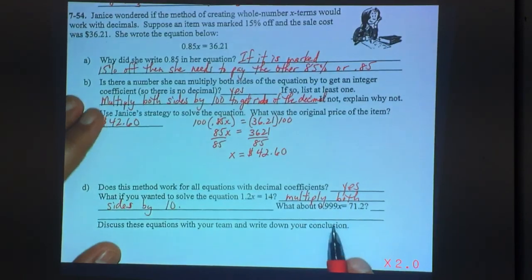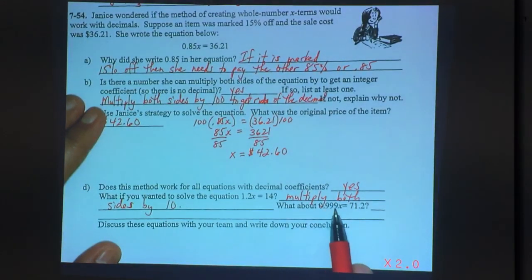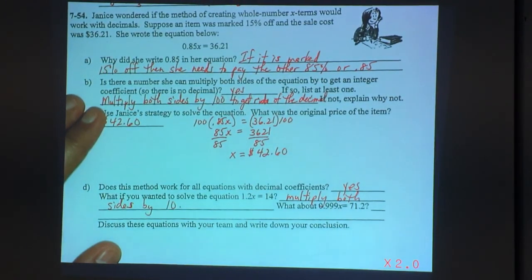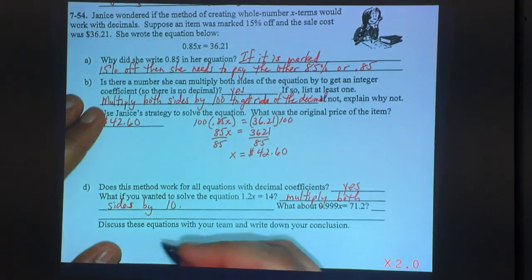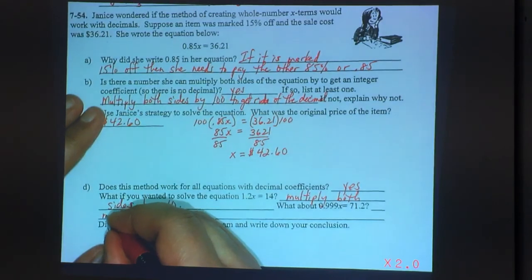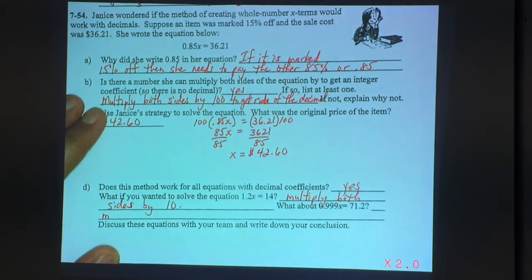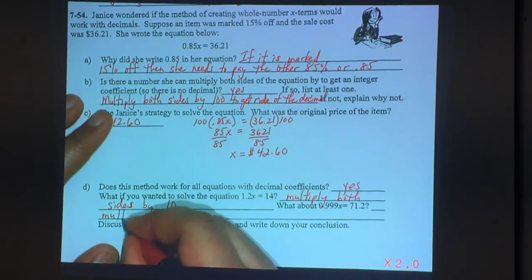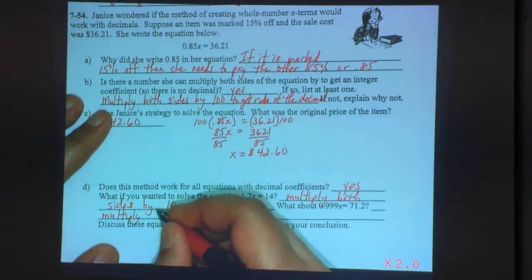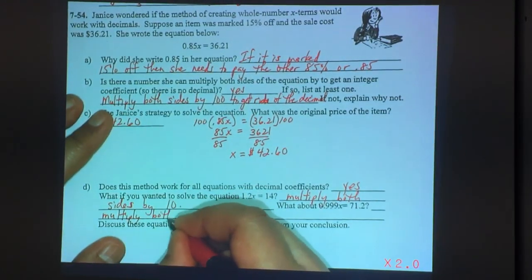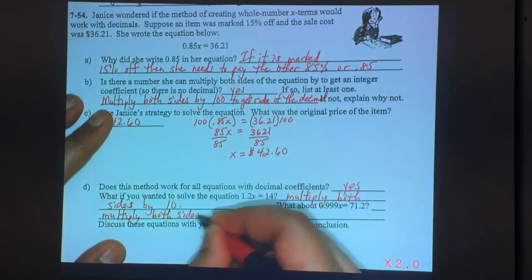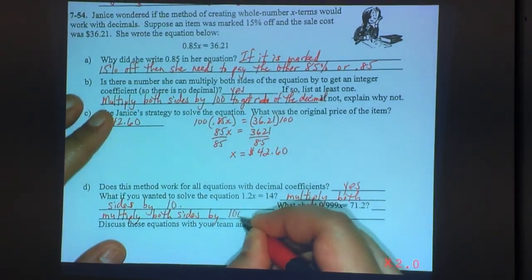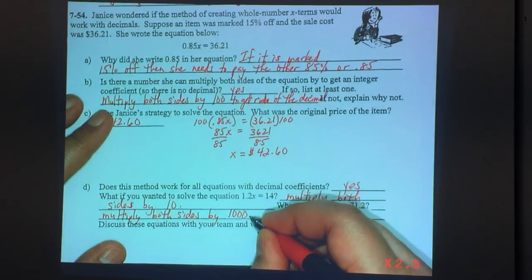Okay. What if I had this? 0.999x. How many places am I going to need to move that? 1, 2, 3. So what am I going to multiply by? A 1 with 3 zeros is 1,000. Make sure I'm on camera. Multiply both sides by 1,000. I don't know why they didn't ask us to solve it.